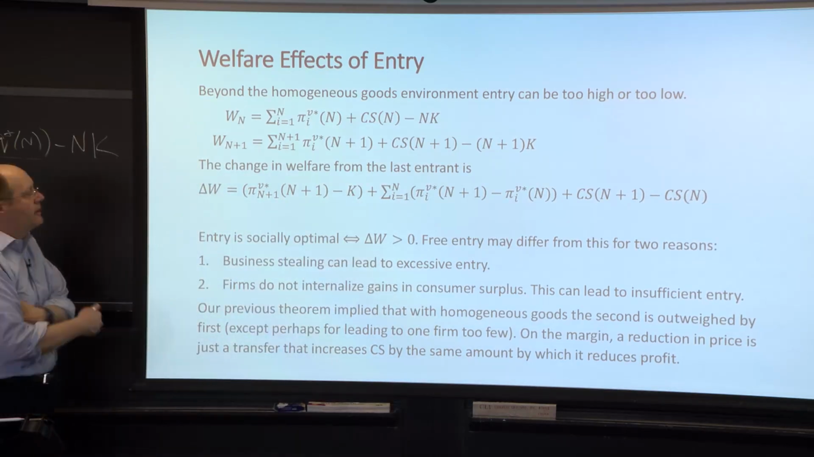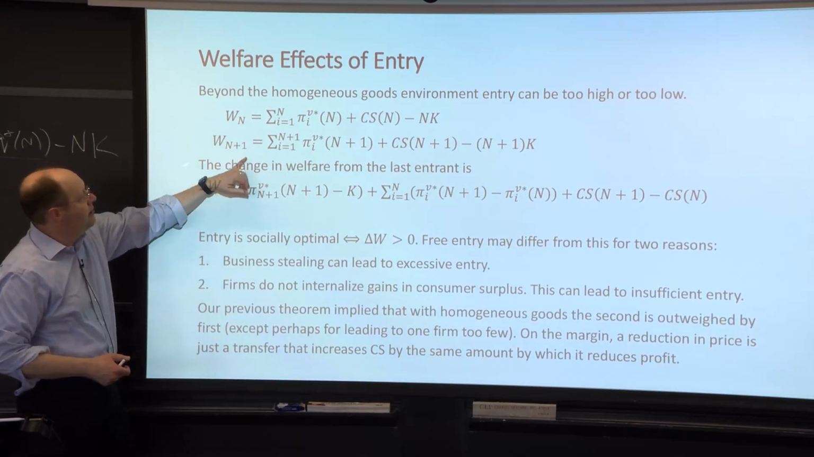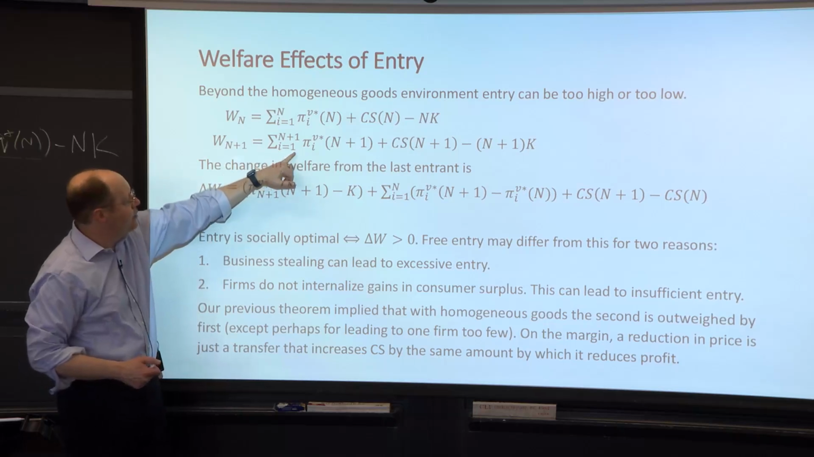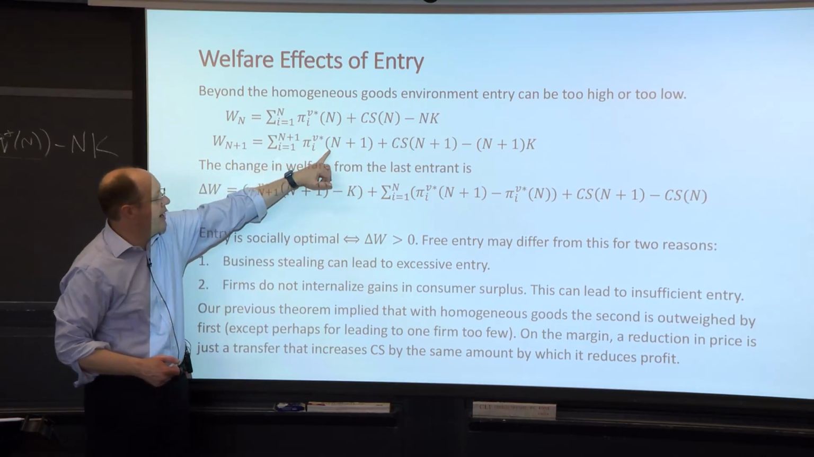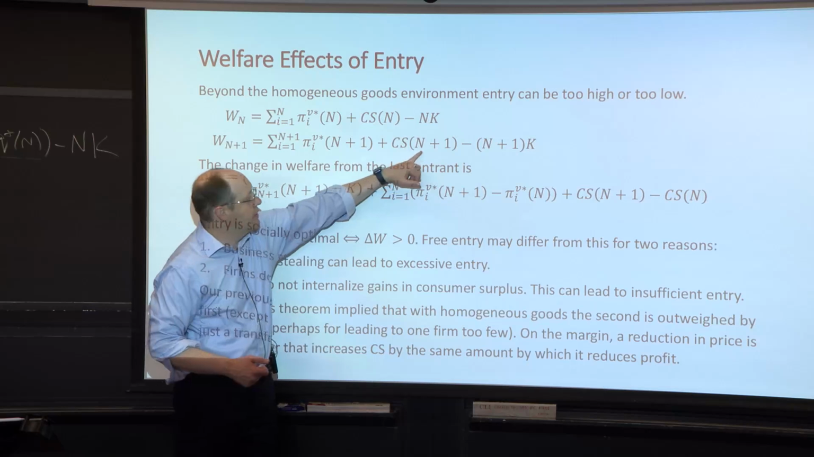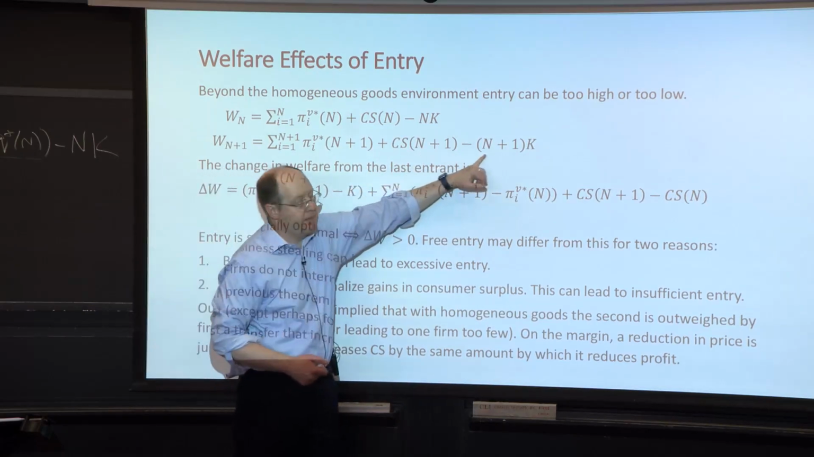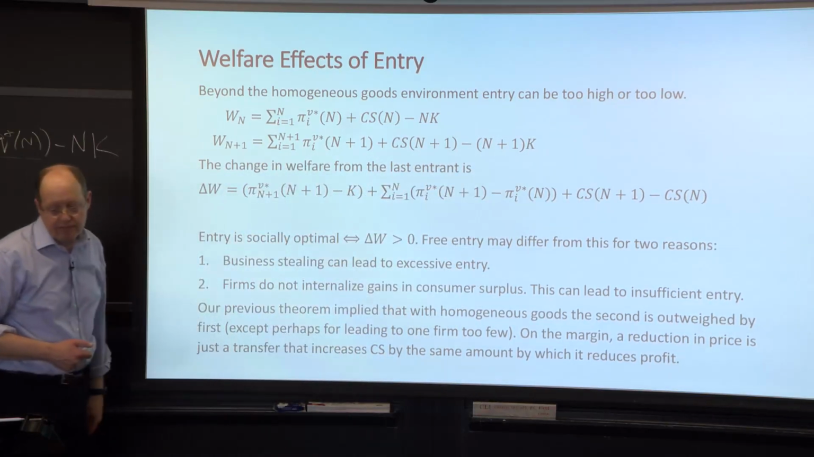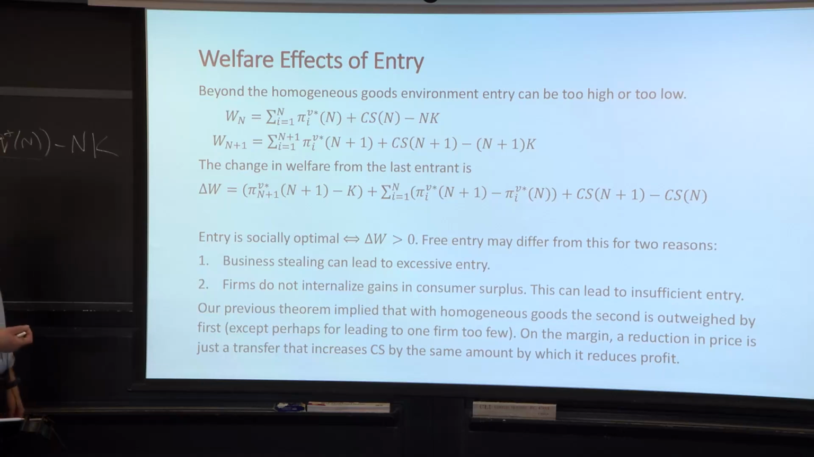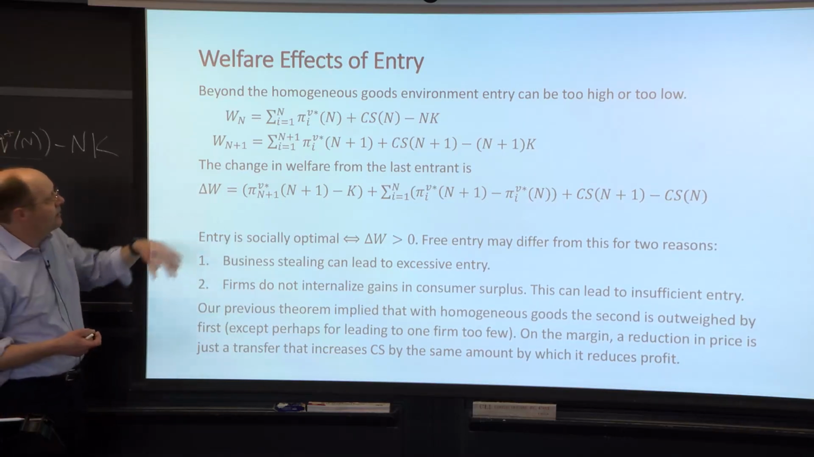If I add an n plus first firm, I get the sum over n plus 1 firms instead of n firms of the variable profits. I now get consumer surplus when you have n plus 1 firms, but I pay higher fixed costs. So what's the change in welfare from the last entrant?